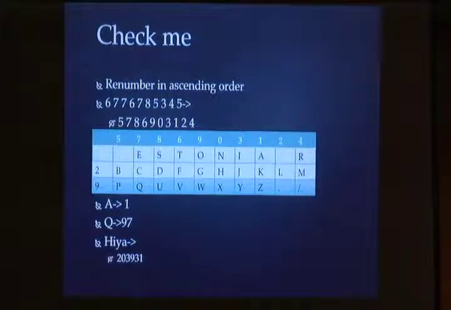And so what you would then do is encrypt via this checkerboard. So A goes to 1 because it's just there, and Q goes to 97. You can see it's on the second row, so it starts with 9. And 7 goes down, and you can see 97. So if we wanted to encrypt the phrase "haya," you would get 203931.